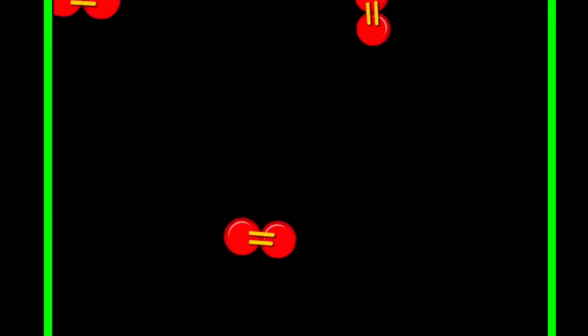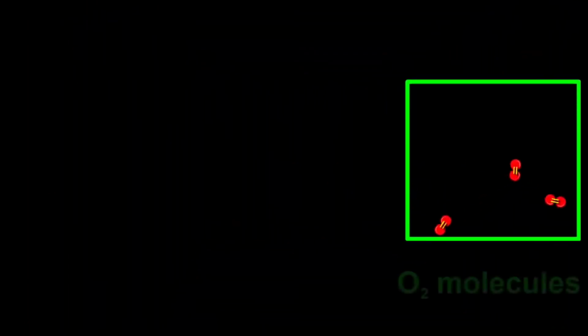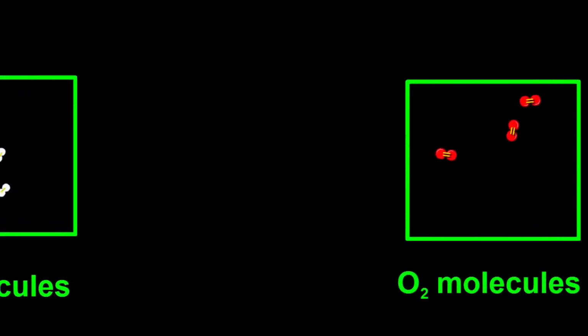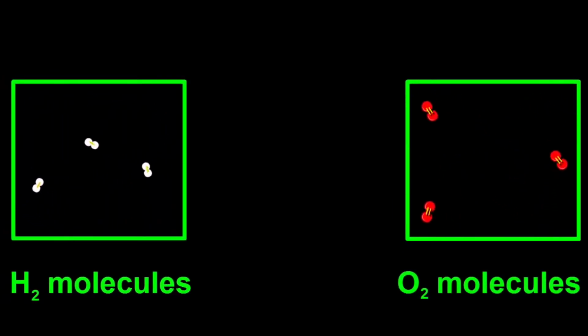It's similar with oxygen atoms inside a box, except that oxygen makes two bonds with other atoms. When they collide, they join to each other twice to form a double bond. A box full of oxygen atoms will quickly turn into a box full of O2 molecules. H2 and O2 molecules will stay that way unless we do something to change them.